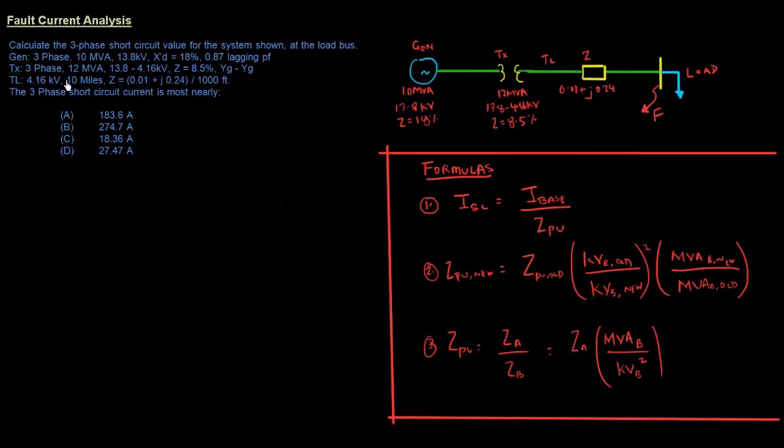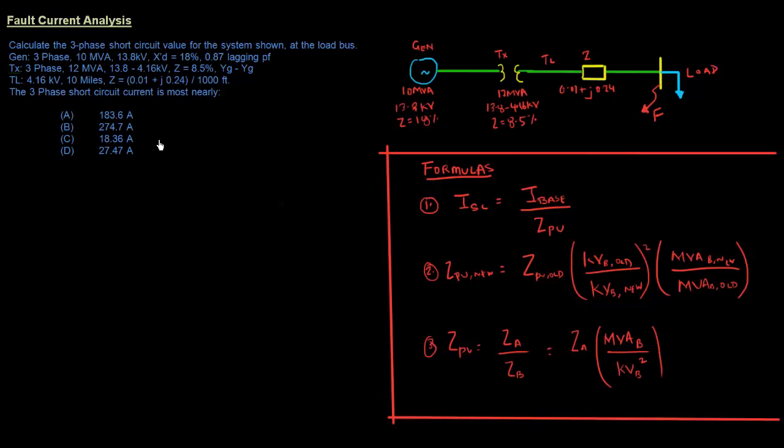We have a transformer, which is a 12 MVA transformer. It has a voltage ratio of 13.8 to 4.16 kV, and that's the impedance level, 8.5%. The transmission line is operating at 4.16 kV. It's a 10-mile long line, and those are the impedance values, the resistance and the reactance values there. The three-phase short circuit current is most nearly, and these are the values we've been given.